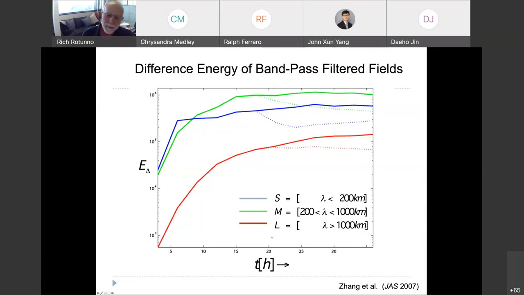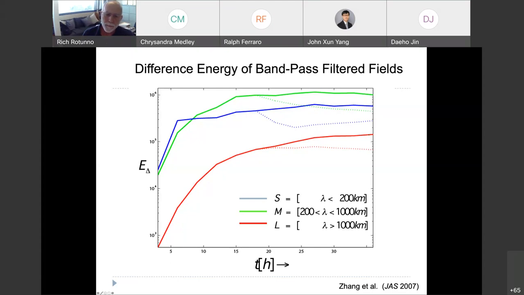Small, medium, and large scales. Initially the error is dominated by the growth in the very small scales, and they grow very rapidly. At the middle and large scales, their growth rates are tied to the small scale. When the error is saturated in the small scale, then the middle scale takes over and it has a slower growth rate. And then when it saturates, the growth is dominated by the growth in the large scales.